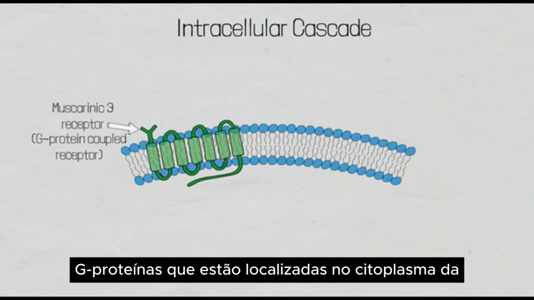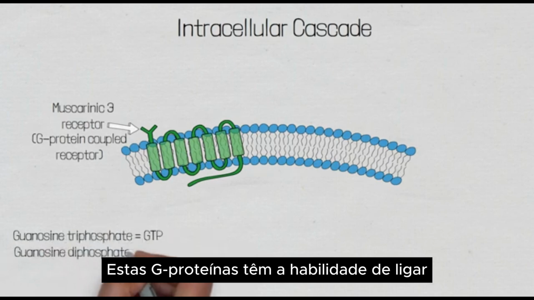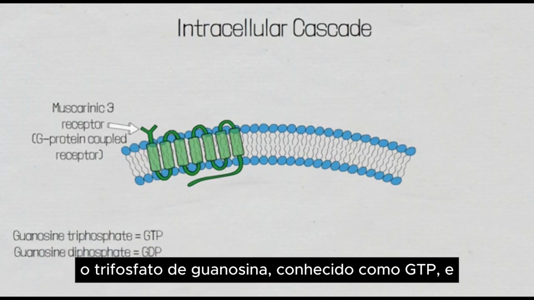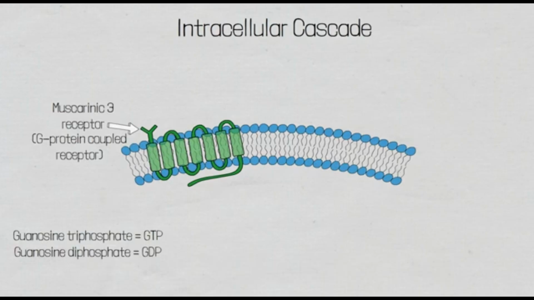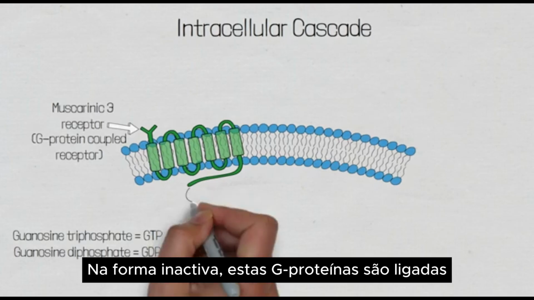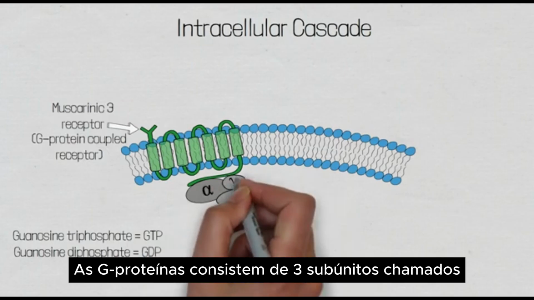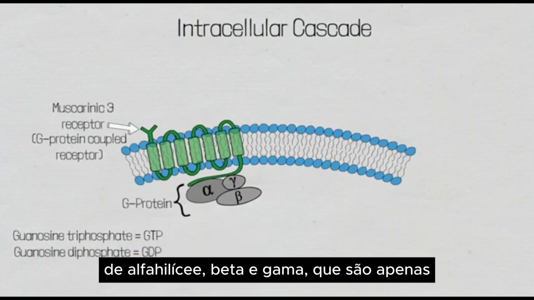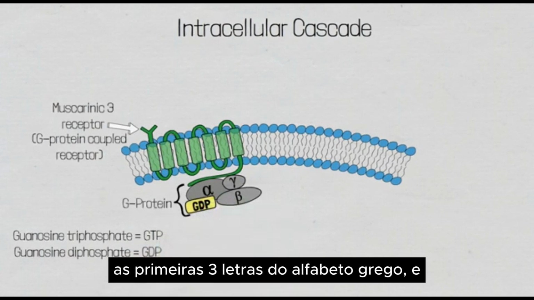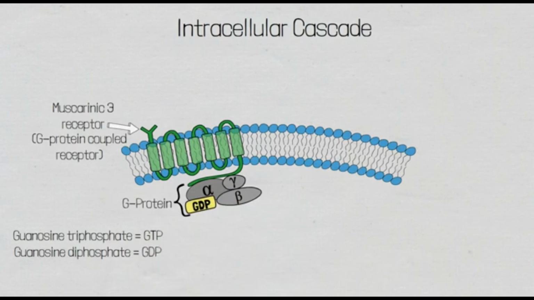These G proteins have the ability to bind guanosine triphosphate, known as GTP, and guanosine diphosphate, known as GDP. In the inactive form, these G proteins are bound to guanosine diphosphate. G proteins consist of 3 subunits labelled alpha, beta, and gamma, which are just the first 3 letters of the Greek alphabet. And guanosine diphosphate is bound to the alpha subunit. So now we have an understanding of the G protein coupled receptor's structure.